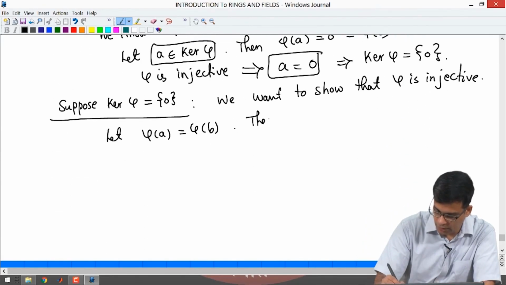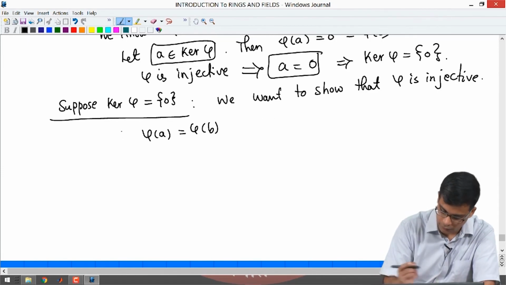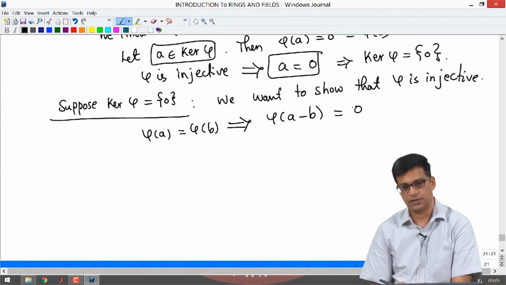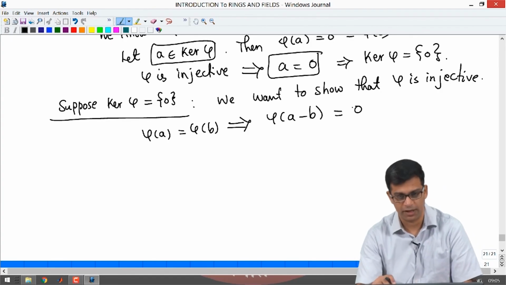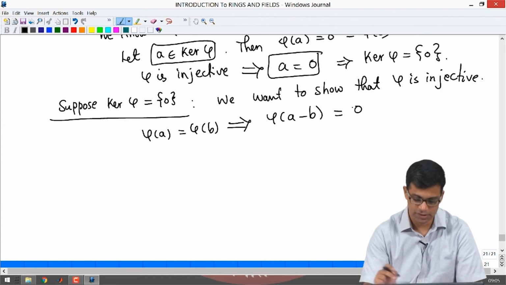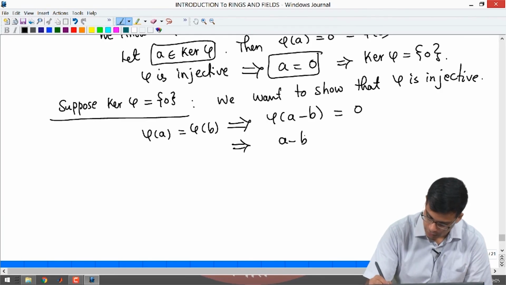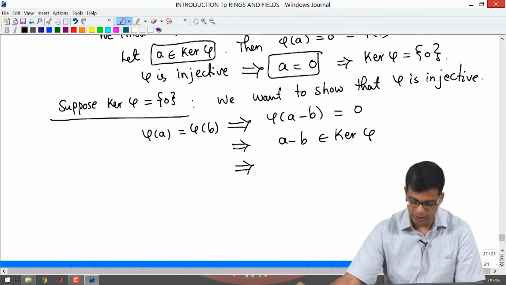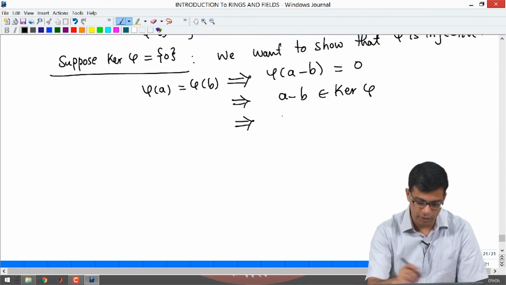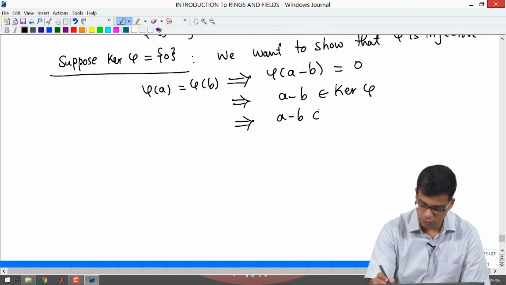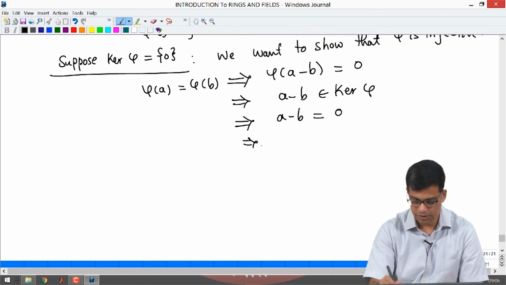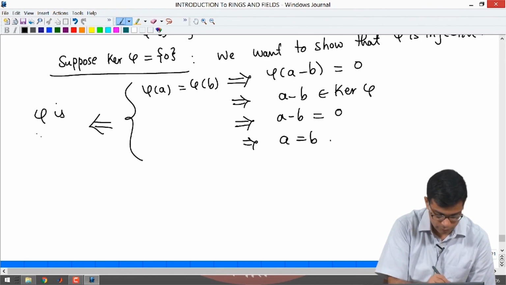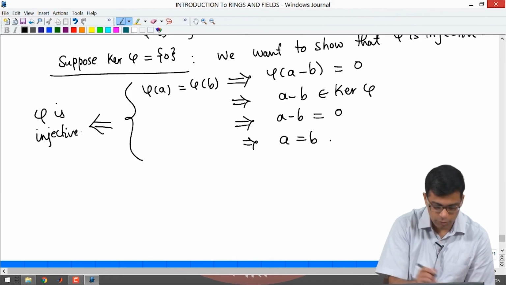By definition of ring homomorphism, phi of A minus B is phi of A minus phi of B, which is 0. That means A minus B is in kernel phi, which is again the definition of the kernel. If A minus B is in the kernel, and I have assumed the kernel is just the 0 element, then A minus B is equal to 0, that means A equals B. So, this whole thing implies phi is injective. So, the problem is solved.